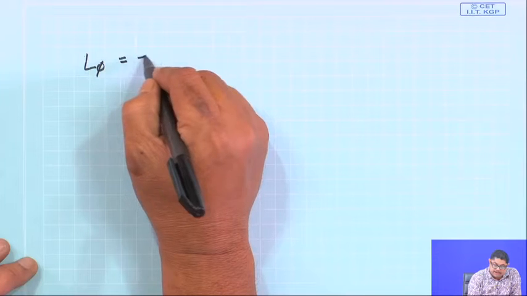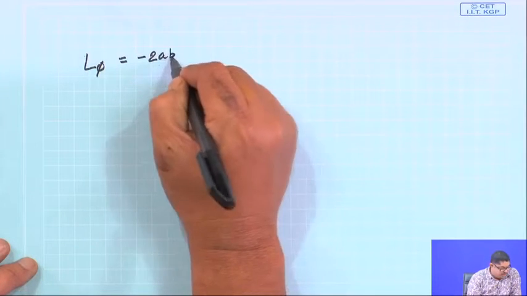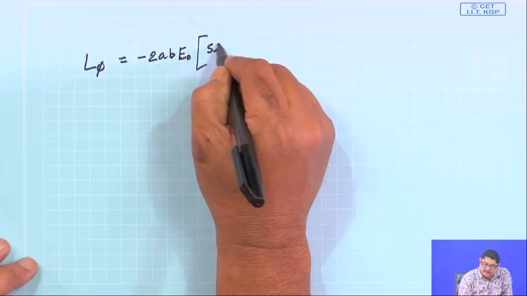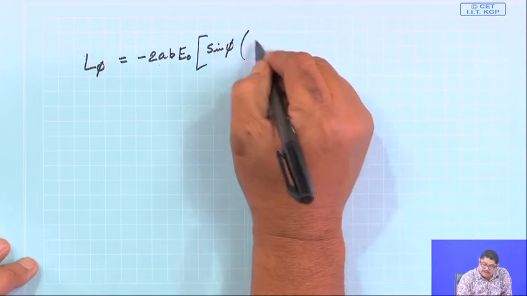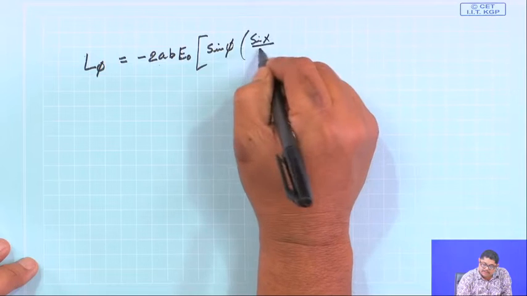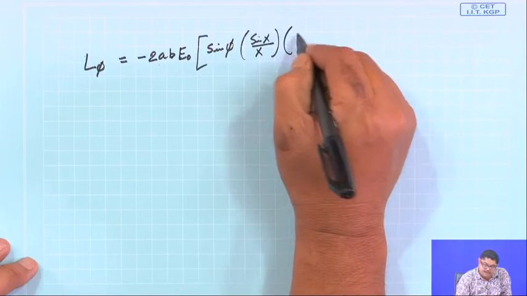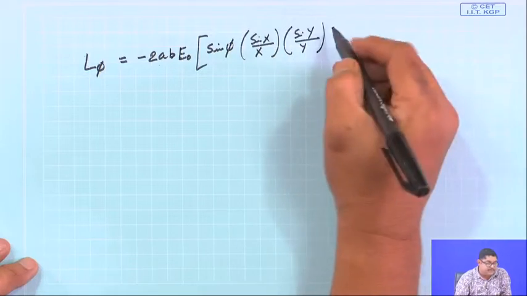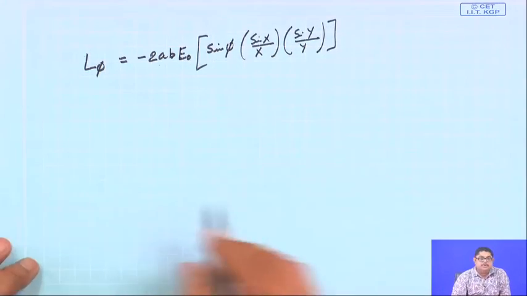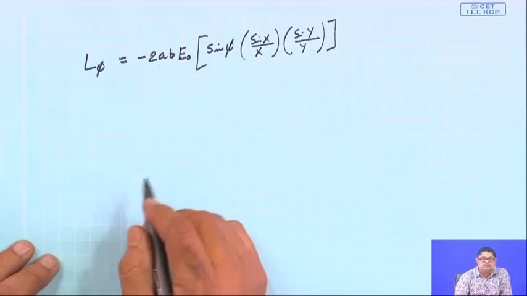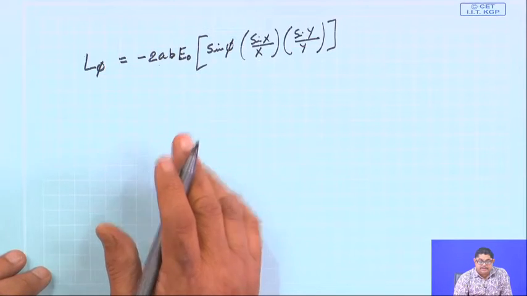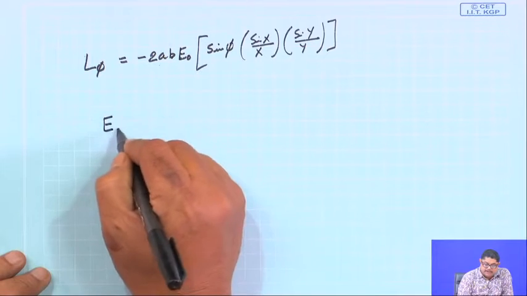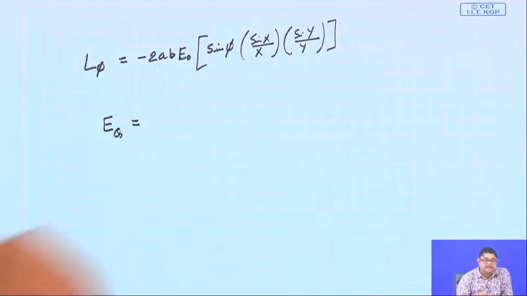L phi will be minus 2 a b E naught sin phi sin x by x sin y by y. So, once you know n theta, n phi, L theta, L phi, you can find out the E theta. We have already done that before.